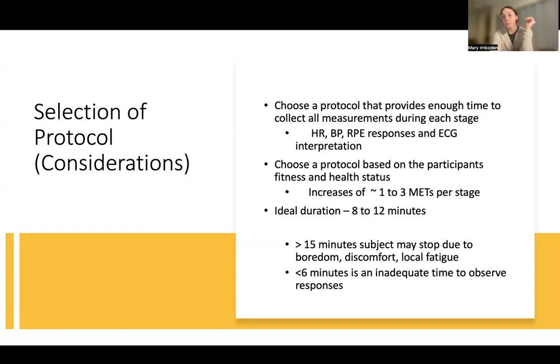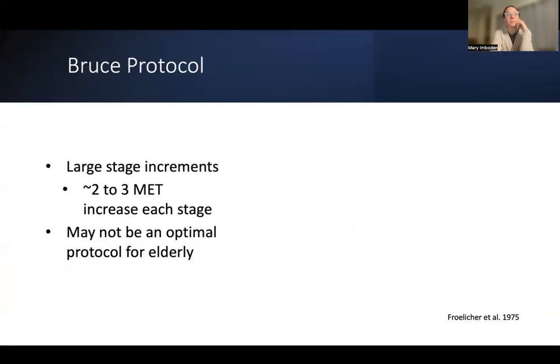And then from there, you have the capability to actually start on the Bruce protocol and realize, wow, we're getting this person really close to their age-predicted max heart rate way too fast. And so from there, adjust the protocol according to what you're seeing in the patient that day, because you could be wrong.